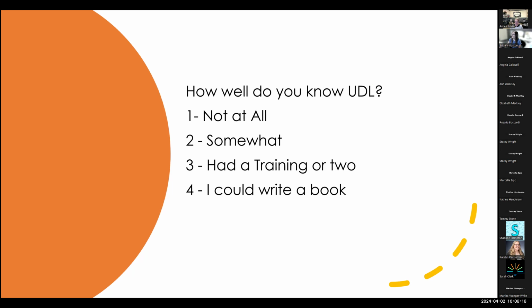Excellent. So have you heard of human-centered design more? Same question, but for human-centered design. How many of you have heard of human-centered design? One, not at all, two, somewhat, three, had a training or two, or four, I could write a book. Okay, we got again some ones and some twos, some different ones. Oh, we got a three.